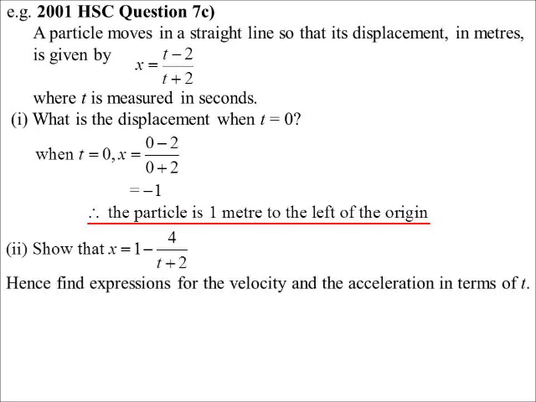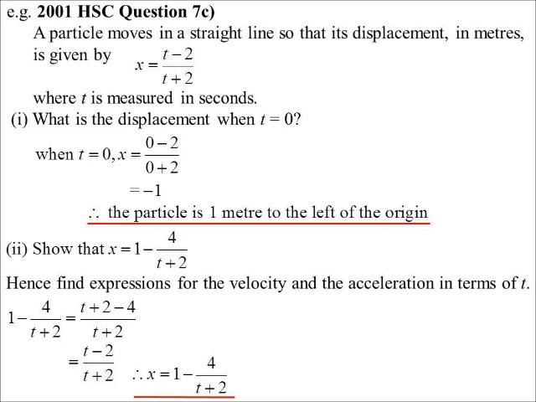Show that, because remember I just said it is a turnip paper, so they might not pick up on it. So they give them a nice little gift question and say, oh, look, show that. And then hence go and find velocity and acceleration. So all right, 1 minus 4 on t plus 2. That would be t plus 2 minus 4 on t plus 2. What do you know? That's t minus 2 on t plus 2. And again, as I say, it is a turnip paper.